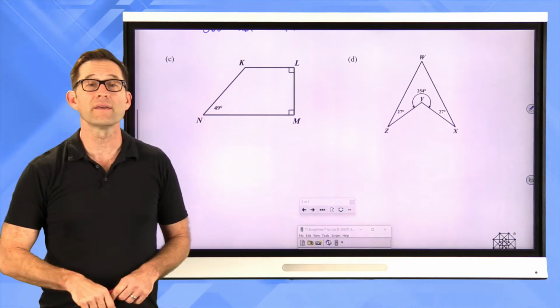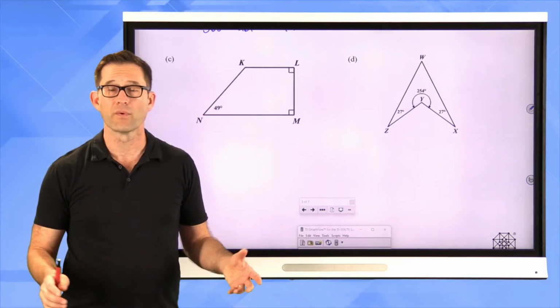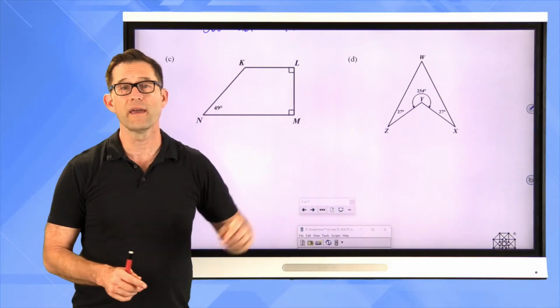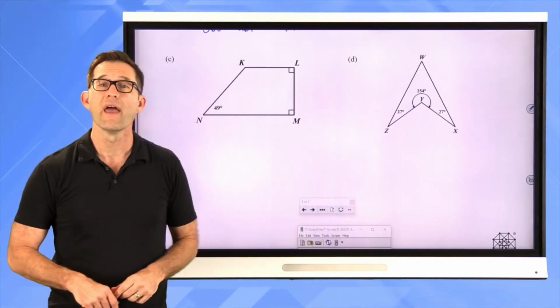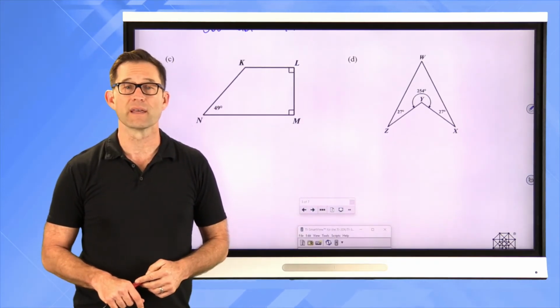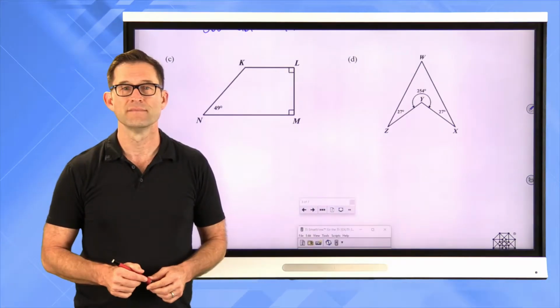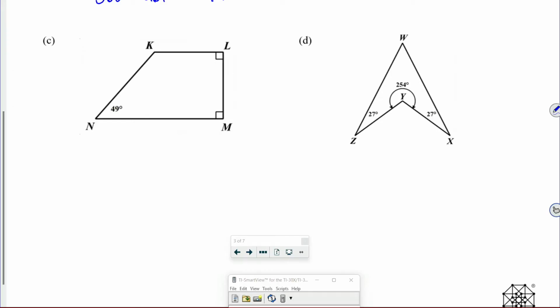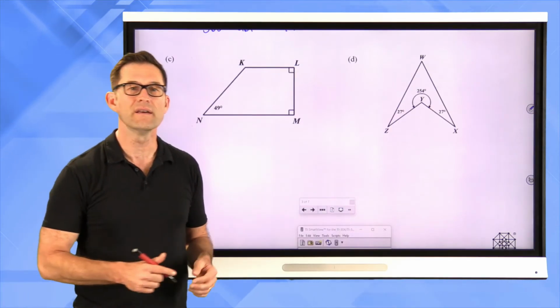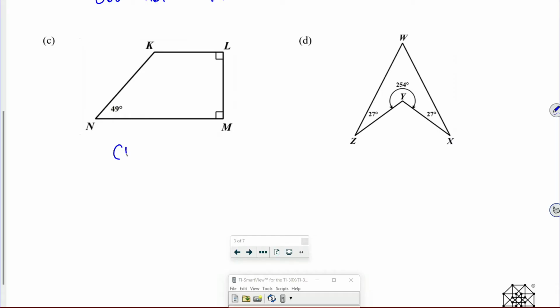All right, so what I'd like you to do now is pause the video, right? Tell me whether these are concave or convex quadrilaterals, and then figure out the measure of the missing angle. Pause the video now. All right, so letter C is again convex. And letter D, very clearly, concave.